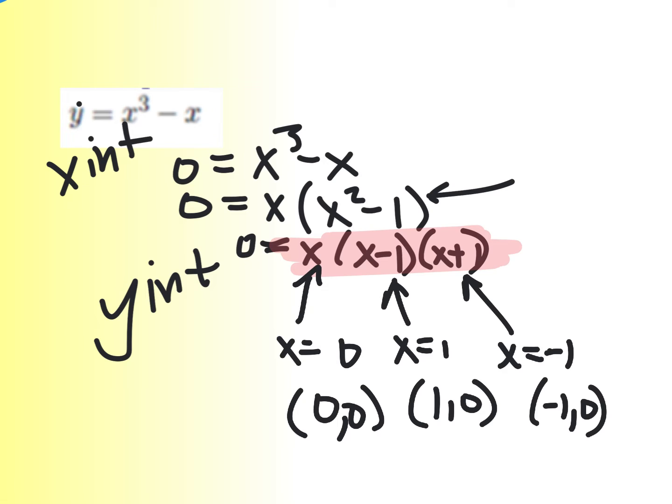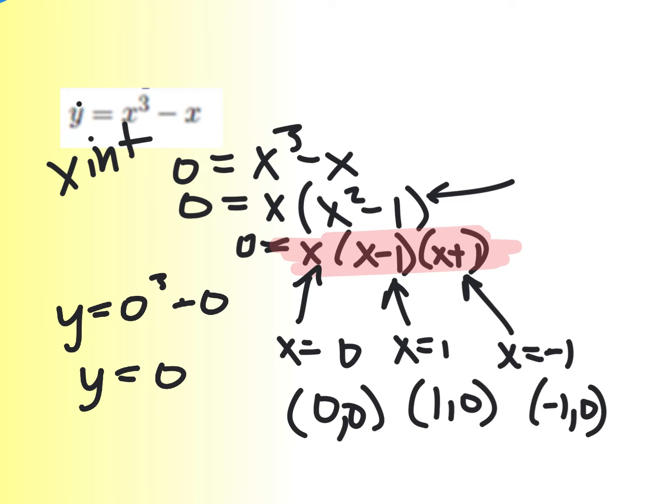Okay. Now let's do the y-intercepts. Nico, can you tell me what I do to find the y-intercepts? You make the x 0. Excellent. And so I now have y equals 0 to the third minus 0. What's that? Good. But what's the point? What comma what? If it's a y-intercept, then it's x equals 0. 0, 0. Oh my gosh, it's the same thing.